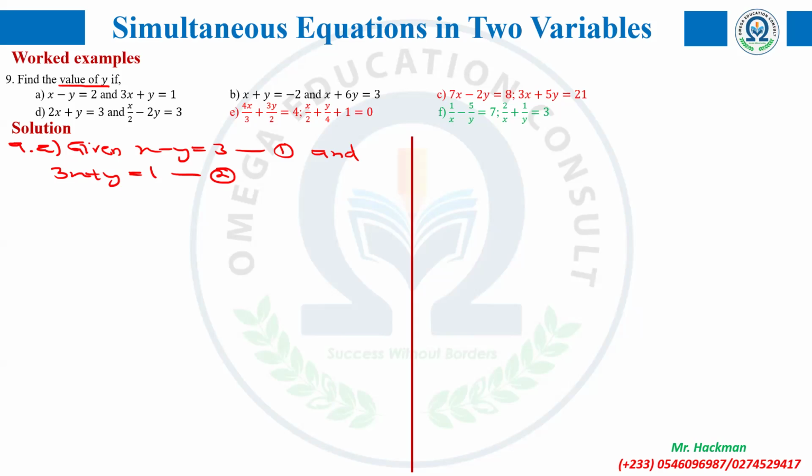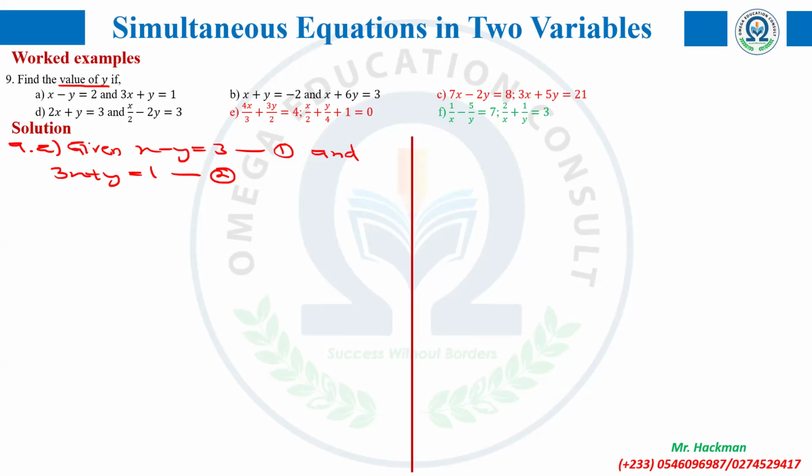Okay. However, if you want to use elimination, the point is eliminate y if you are finding x. If you want to use substitution, the point is make y the subject if you are finding x. So in the same way, if you are finding y, if you want to use elimination, you have to eliminate x. If you want to use substitution, then you have to make x the subject and go and substitute.